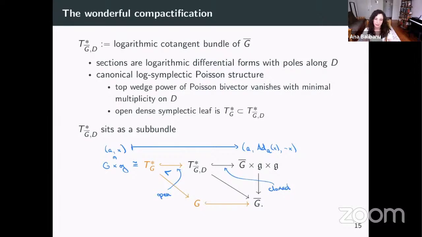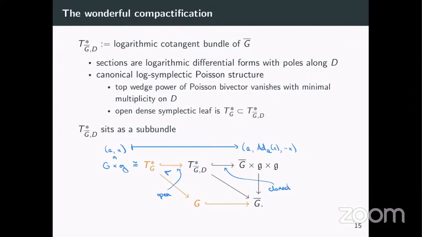So in this way, the log cotangent bundle becomes a bundle of Lie algebras over G bar, which extends the bundle of Lie algebras over G given by G cross Lie algebra. Except that this is a trivial bundle of Lie algebras, and this is not even locally trivial in the sense that when I go to the boundary, the Lie algebra structure on the fibers jumps.